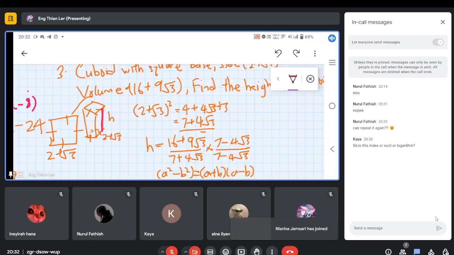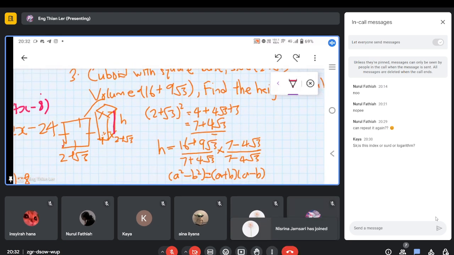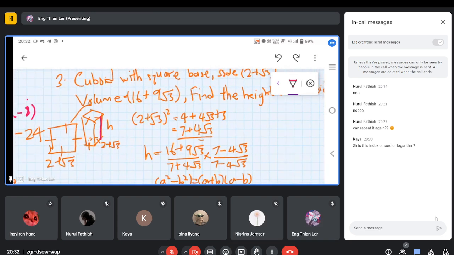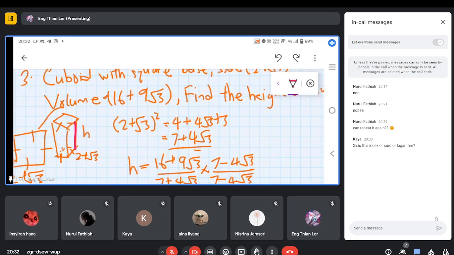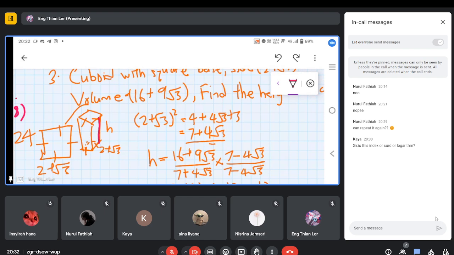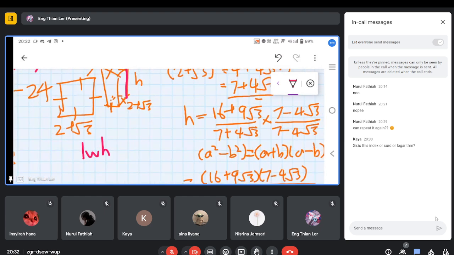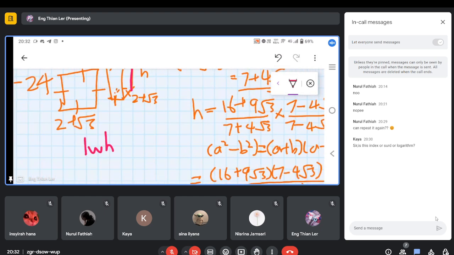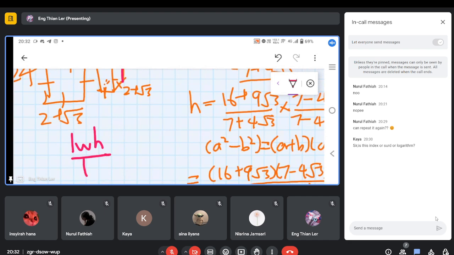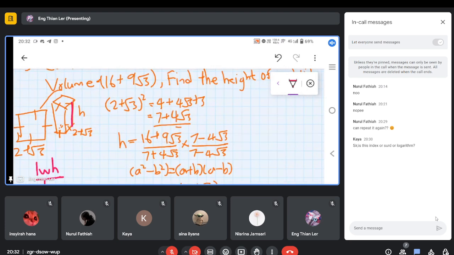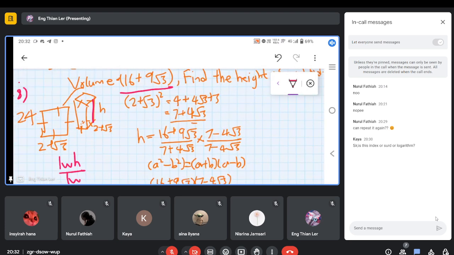After we square the side, we get the area of the square base. Now we just need to find the height. To find the height, we need to divide the volume by the square base. It's like length times width times height. We already have length times width, so to find the height, we divide both sides by length times width. That's exactly how this works. So I divided the volume by this.